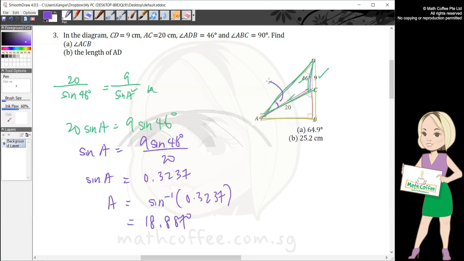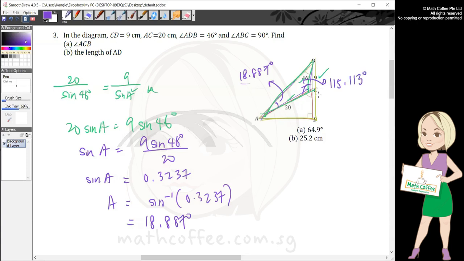Okay, so once I have this one already, put it inside. Whenever we put it inside, I can make use of this to do more things. With 180, I can minus these two to find the third angle. So 180 minus 18.887 minus the 46. I will know that this angle over here is 115.113 degree.